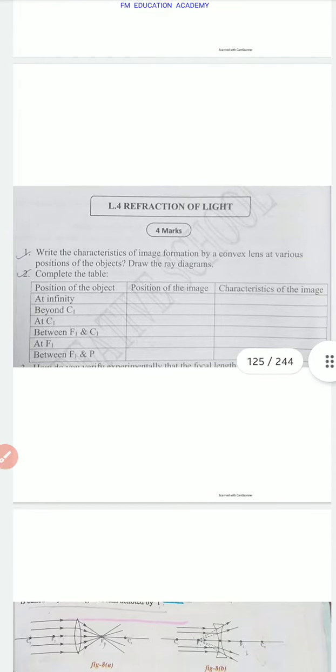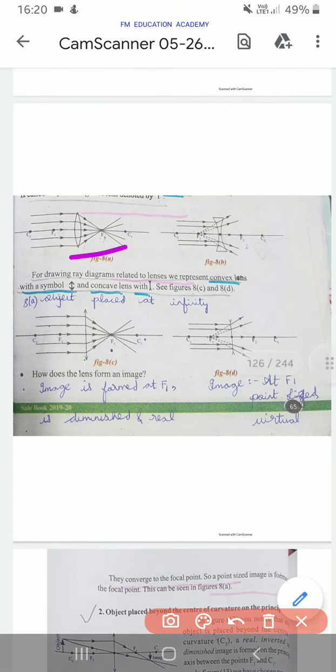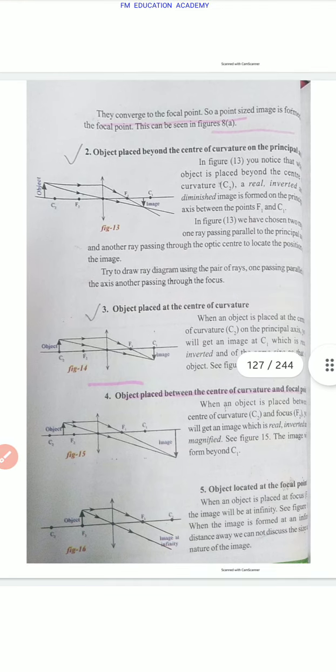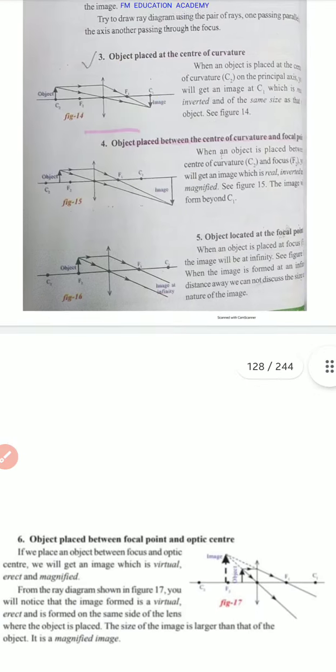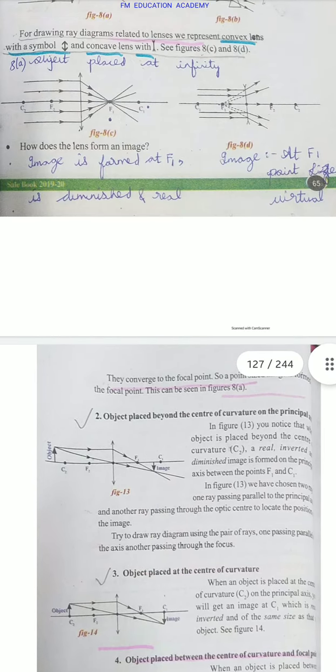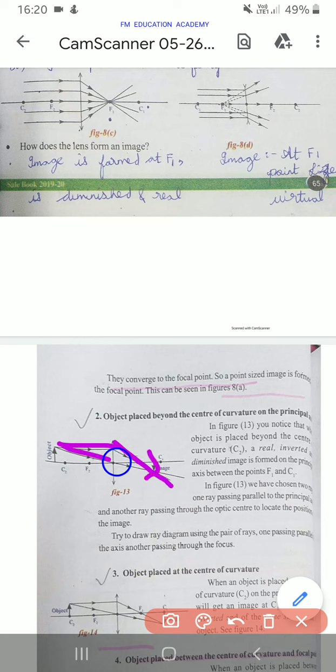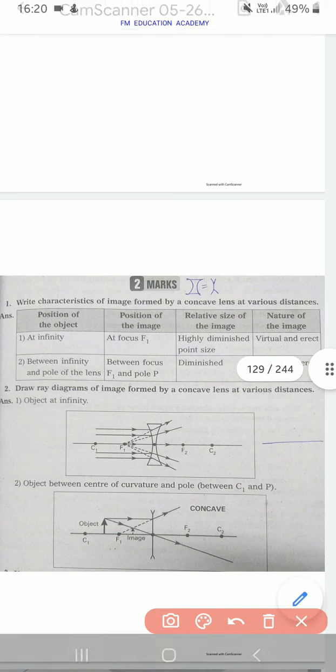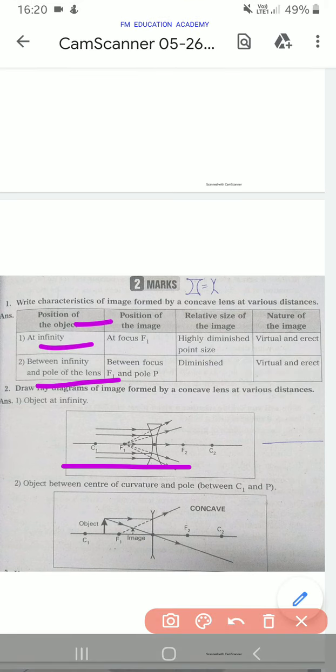Then it can ask you the characteristics of image formation by a convex lens at various positions of the object. This is a symbol of convex lens. This is a symbol of concave lens. You can mark in your textbook also. Out of these 6 cases, 1 case can come. Whenever a ray is parallel to the principal axis, it passes through the focus for a convex lens. Then this is for concave lens. In concave lens, you have 2 cases, when the object is at infinity and when the object is between infinity and the pole of the lens. Remember this.